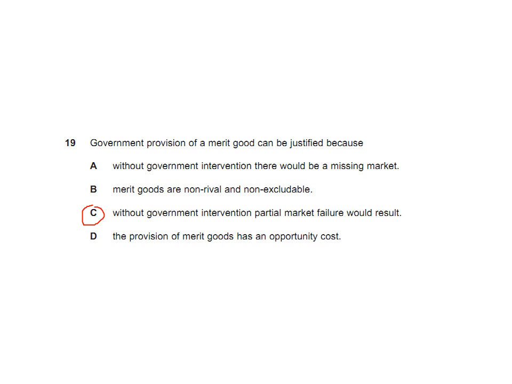Government provision of a merit good can be justified because, think definition of merit good, think combination of underestimation of private benefit and positive externalities of consumption. So the only one that fits in with this is: without government intervention, partial market failure would result. I mean, merit goods, or things like education and health, are provided by the private sector, but not in sufficient quantity. So that's the partial market failure. So it points you towards C as the correct answer.